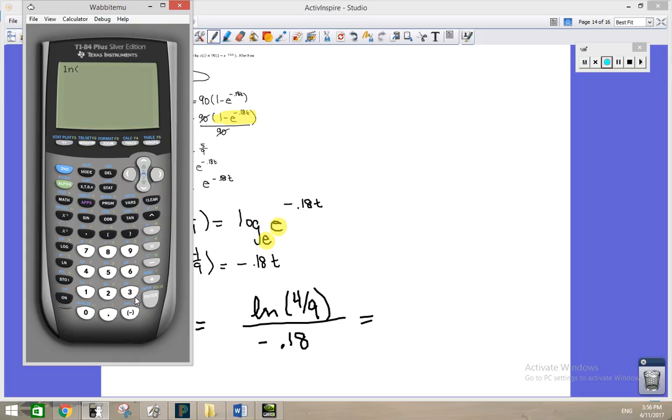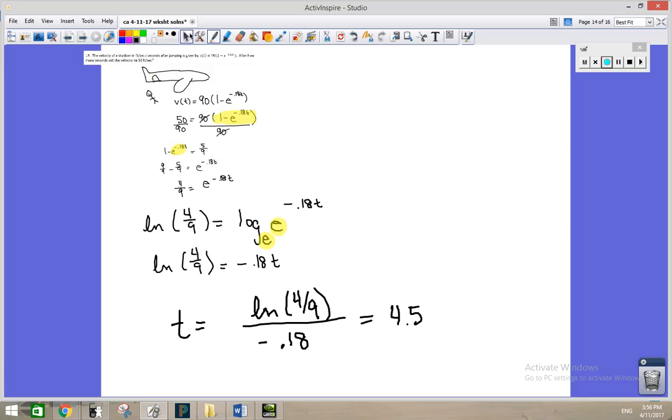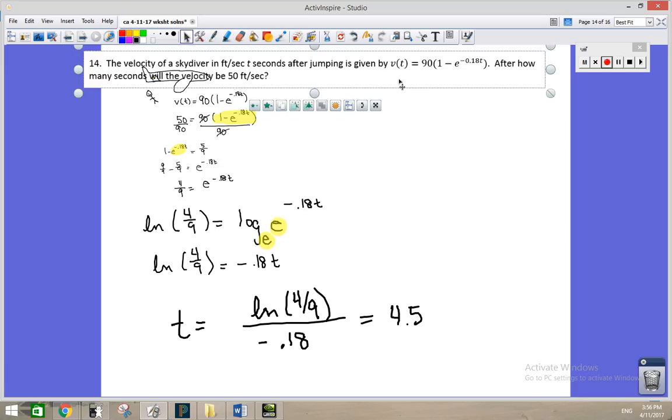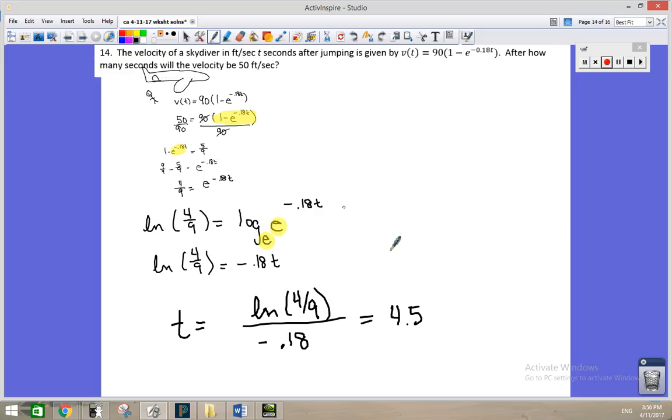The natural log of 4 divided by 9 divided by negative 0.18 is 4.5, and it has units of seconds, right? T seconds after being... So you jump out of that plane, and 4.5 seconds later, you're traveling at 50 feet per second. You're going really fast.